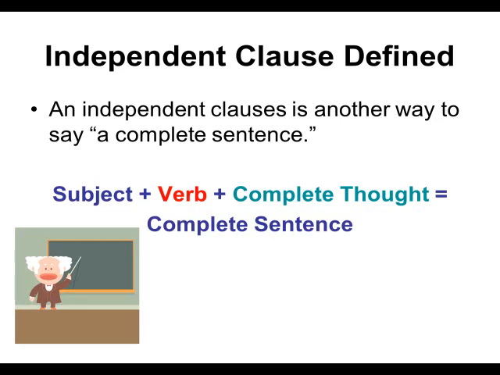First, most of the comma rules will be easier to understand if you can pick out the subject and verb of a sentence, and you can determine if a group of words is a complete sentence or not. Sentences are also referred to as independent clauses. Let's define an independent clause. It must have a subject plus a verb plus be a complete thought.